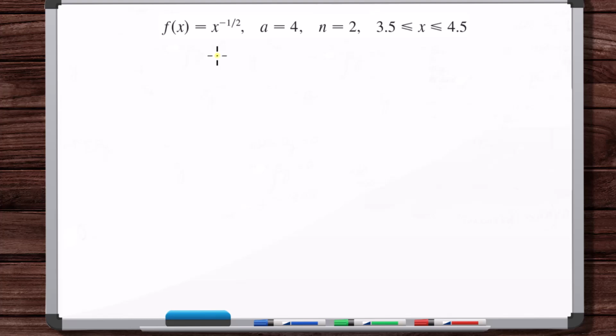Okay, we're going to work another Taylor polynomial example problem. Given this function here, we want to find the second degree Taylor polynomial centered at 4, and then use Taylor's inequality to estimate the largest possible error that we can have using that Taylor polynomial to estimate the value of the function if we're restricting the input x values into the Taylor polynomial to be over this range here.